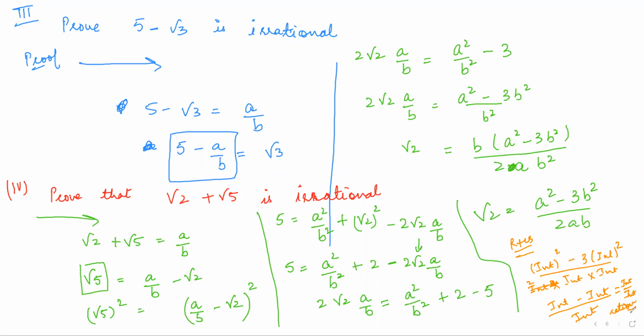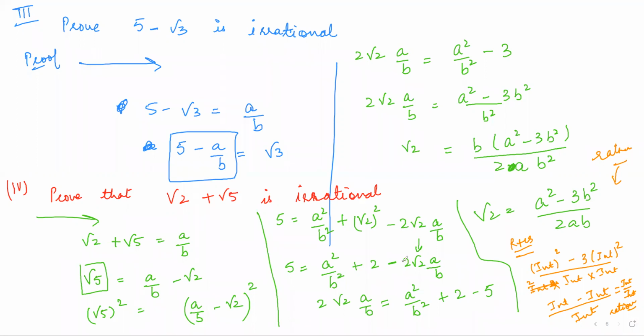Yes, ma'am. So again we will say that RHS is rational, and this contradicts the fact that under root 2 is irrational, therefore our assumption is wrong, and therefore under root 2 plus under root 5 is irrational. Same line you have to repeat. So please practice one or two more questions on this.